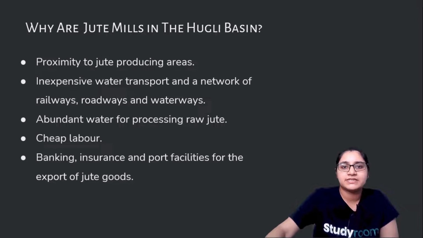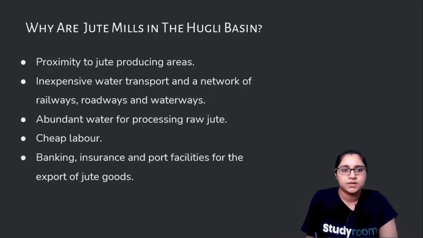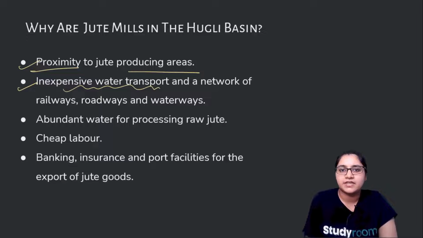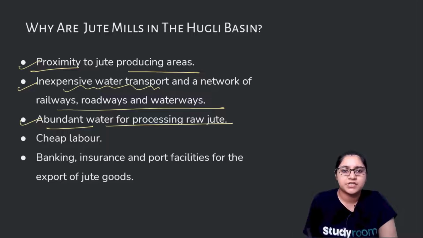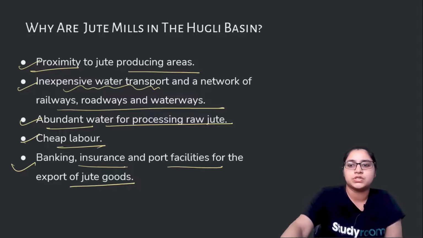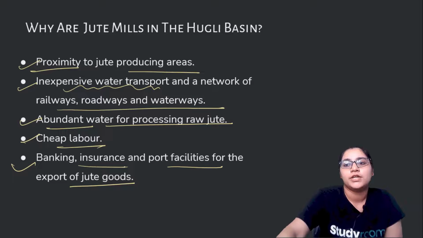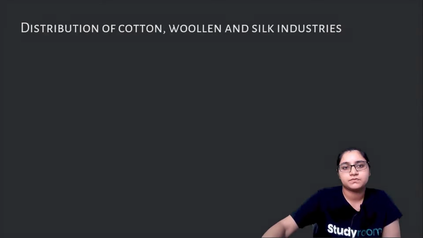So why are jute mills in the Hooghly Basin? Proximity, that is nearness to jute producing areas, inexpensive water transport because it is near the river, and a network of railways, roadways, waterways, abundant water for processing raw jute, cheap labor, banking, insurance, and port facilities for the export of jute goods. So someone is providing you insurance, that is very nice.